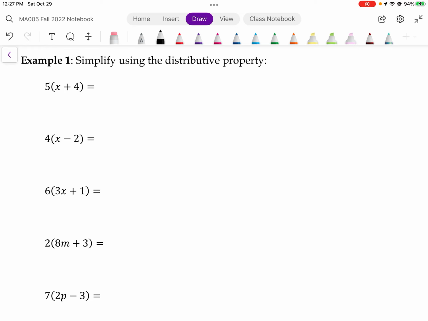Okay, so let's do this. I'm going to do a few by drawing arrows, and then I'll stop doing that. So 5 times x, and then there's a plus sign, and then there's a 5 times 4. And that's going to give us 5x plus 20.